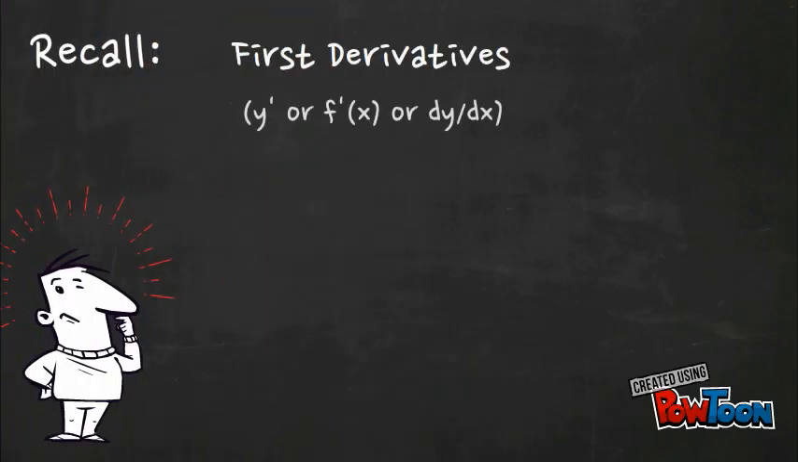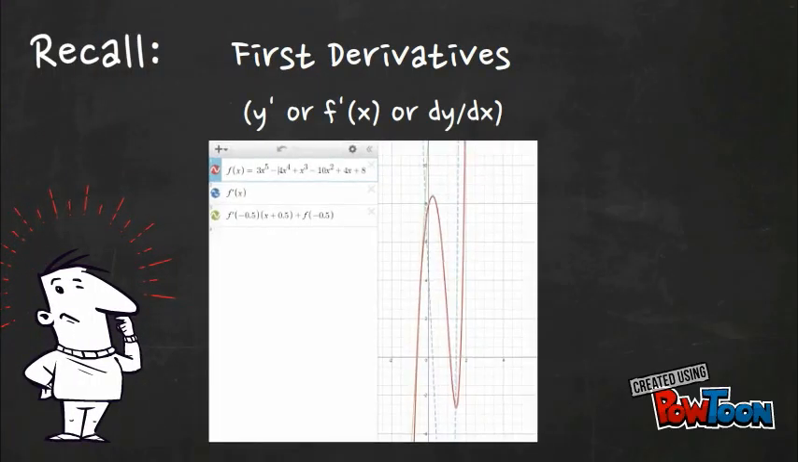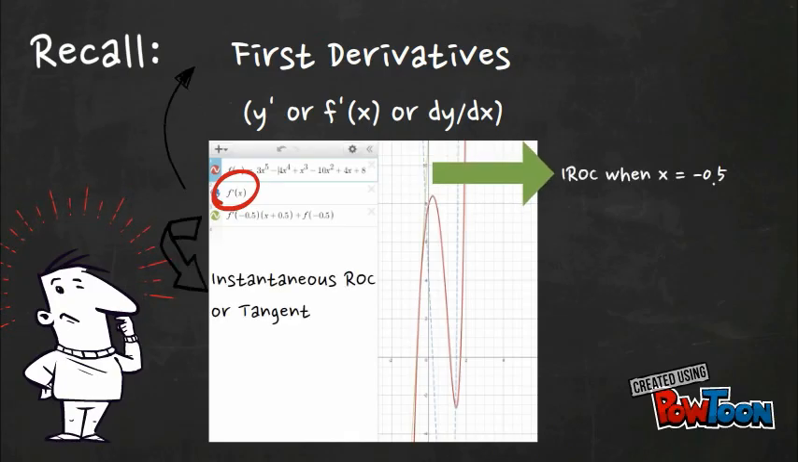Now before we begin, remember derivatives provide the instantaneous rate of change at any given moment of a function. In this function, f prime, or the green line, is the instantaneous rate of change when x equals negative 0.5.